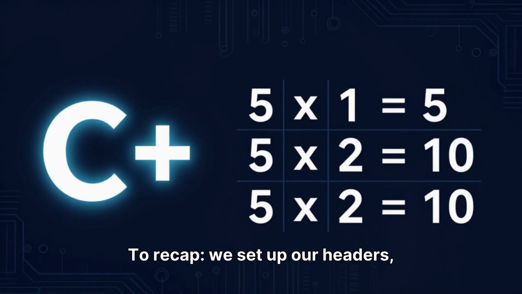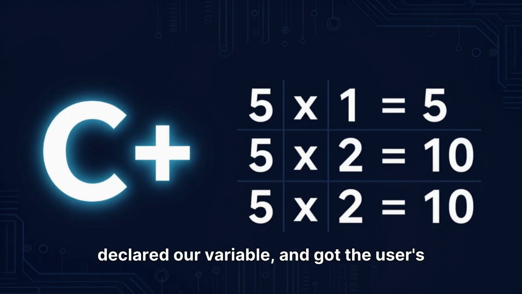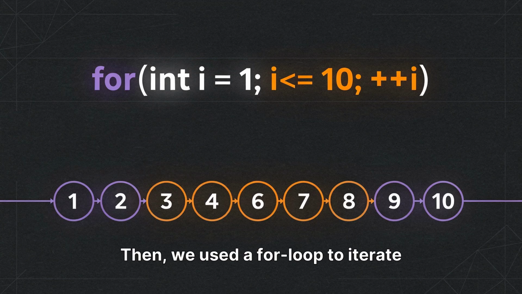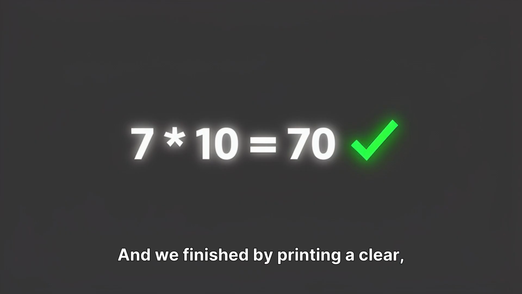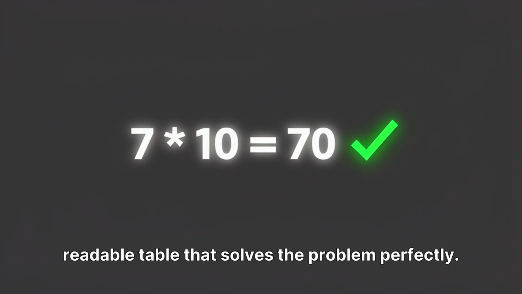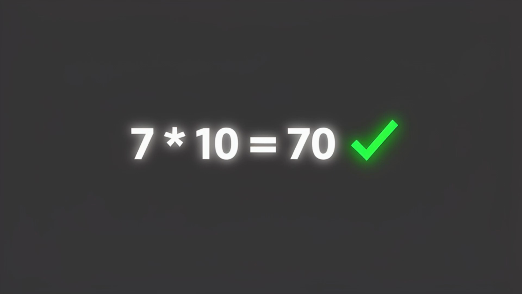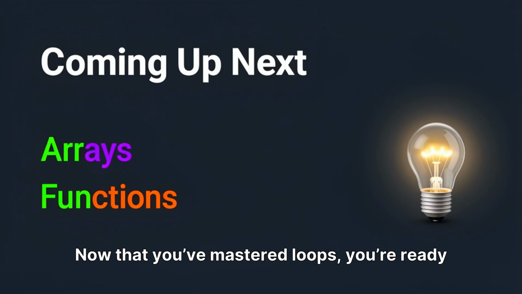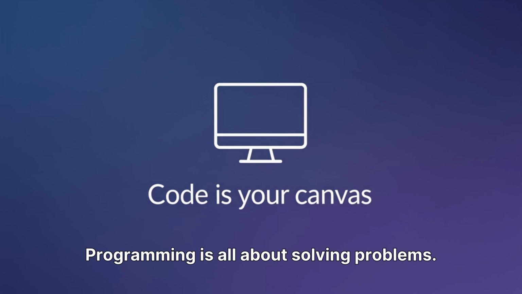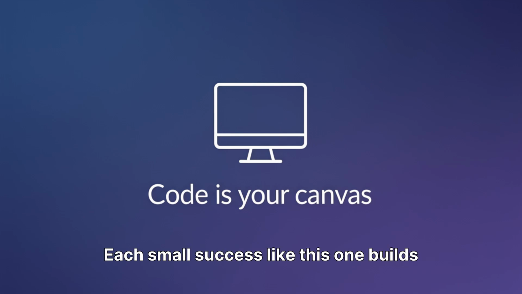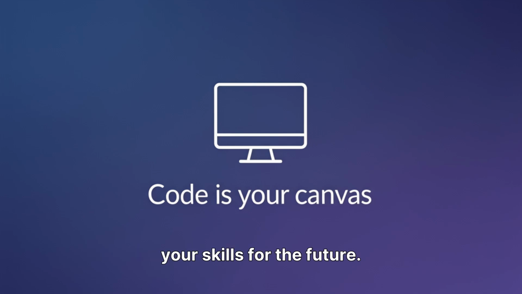To recap, we set up our headers, declared our variable, and got the user's input safely. Then, we used a for loop to iterate 10 times, calculating and formatting the multiplication results on the fly. And we finished by printing a clear, readable table that solves the problem perfectly. Great job! Now that you've mastered loops, you're ready for even more exciting C++ concepts like arrays and functions. Programming is all about solving problems. Each small success like this one builds your skills for the future.